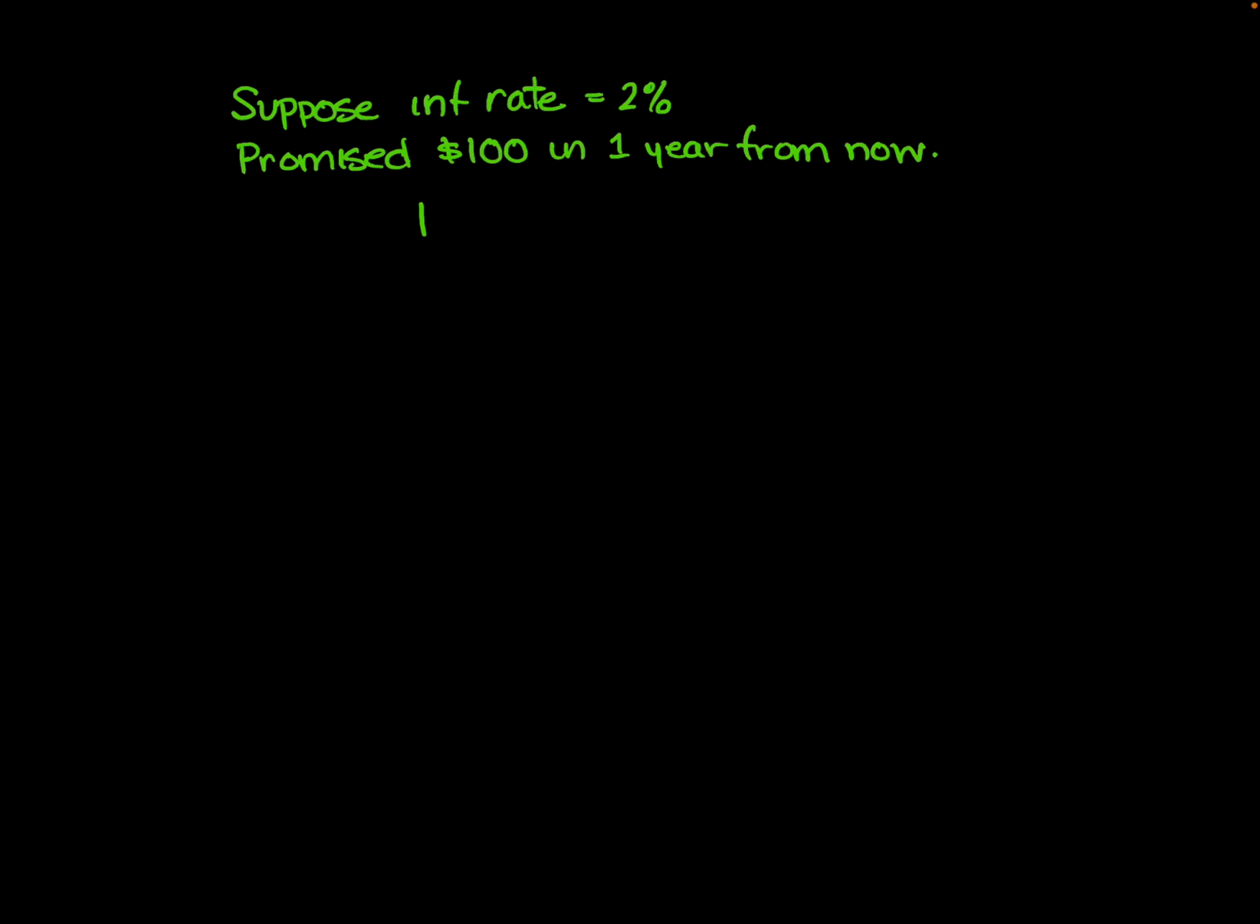And so, in fact, we could think about what that present value is. The present value is going to be the amount that you're promised in the future divided by 1 plus the interest rate raised to the number of periods into the future that you're going to receive this. So trivially, that's a 1. And what this would turn out to be, if I did my math correctly, is $98.04.